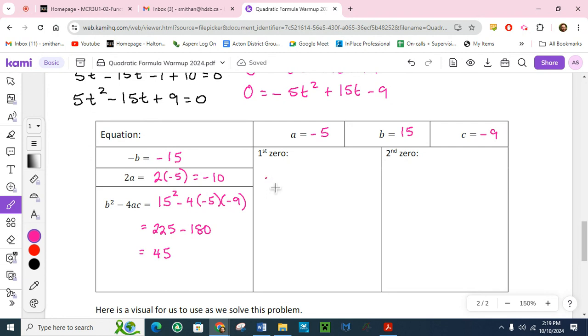Now, our equation is in terms of t and not x, so I'll just use t1. It's negative 15 plus root 45. Divided by negative 10. And t2 is negative 15 minus the root of 45 divided by negative 10. So if the physics people, if you guys have done 1D kinematics, you might have been using the quadratic formula to do stuff just like this. Maybe?